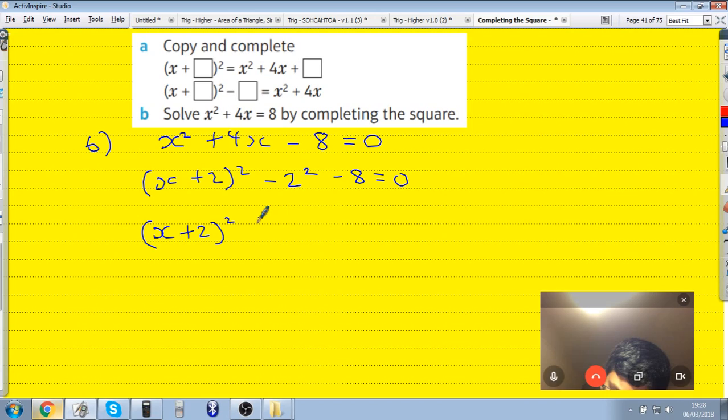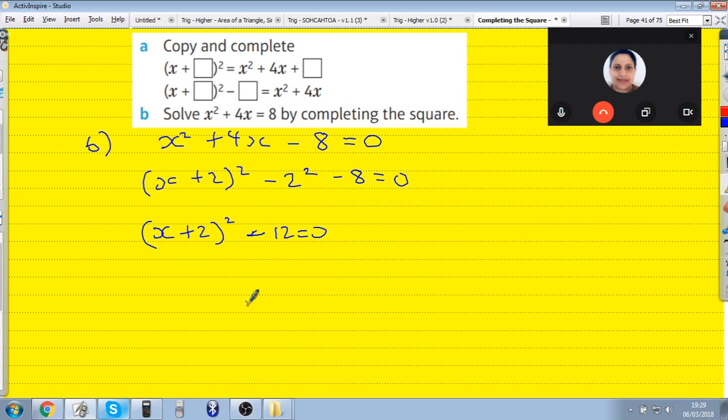Okay, so this one wasn't minus 16. What would it be? Yeah, so that's minus 4 minus 8, so that's minus 12. So (x + 2)² equals 12. And then x + 2 is plus or minus root 12.